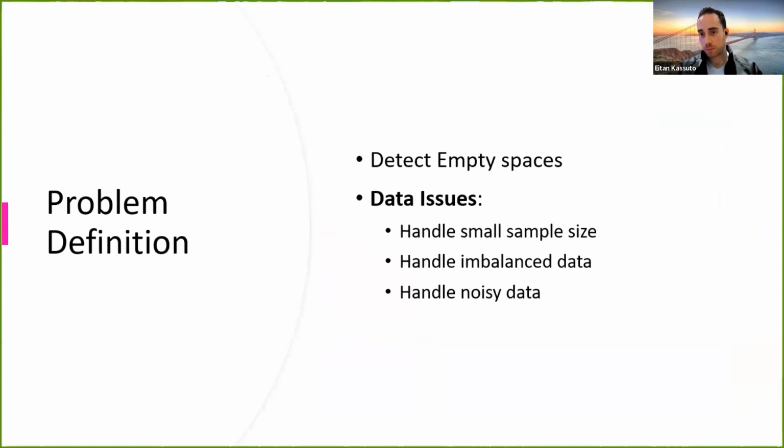So just putting everything together, what are the problems we're trying to solve here? Number one, we're trying to detect empty spaces. In addition, we have to deal with various data issues. Because there aren't many empties in reality, we have a small sample size. This results as well in an imbalanced data set. And furthermore, we have noisy data as a result of the inconclusive tags I spoke about in the beginning of the presentation.